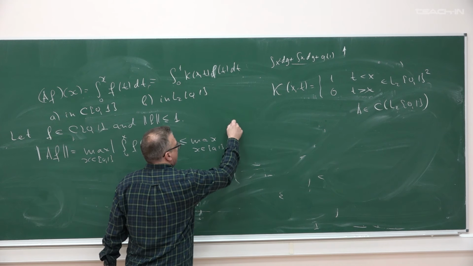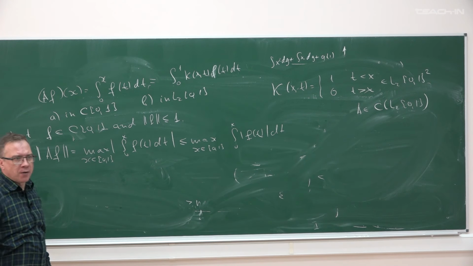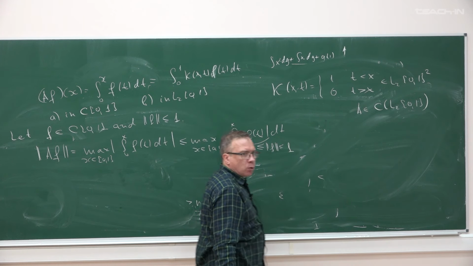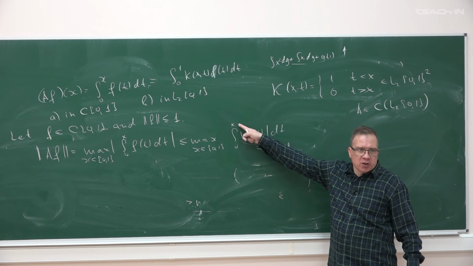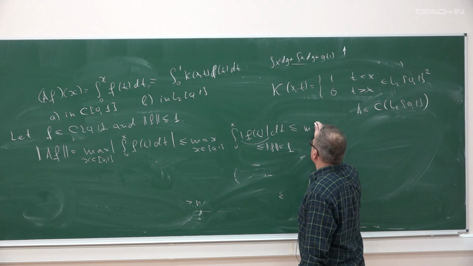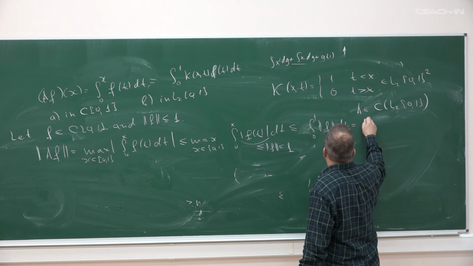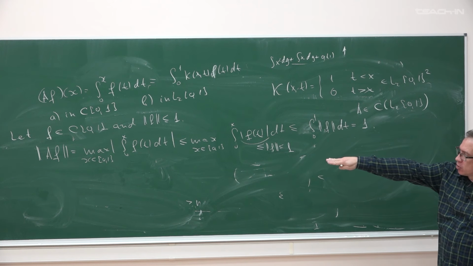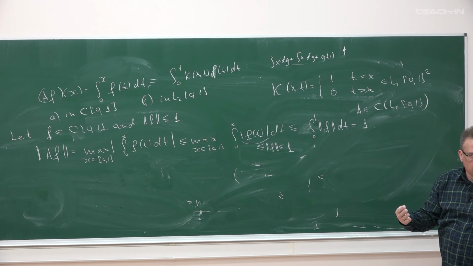Standard methods: put absolute values inside the integral, then this is less than or equal to the norm, which is at most 1, and then, since it is a non-negative function, we can enlarge the interval of integration up to the unit interval. So you have a uniform estimate for any function f. So the image of the unit ball is a bounded set.